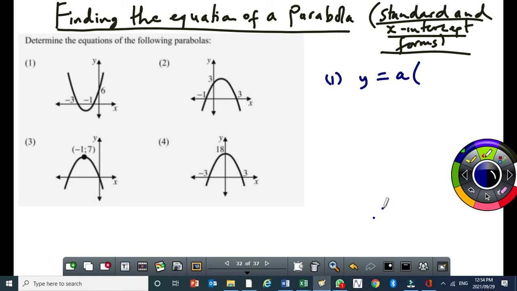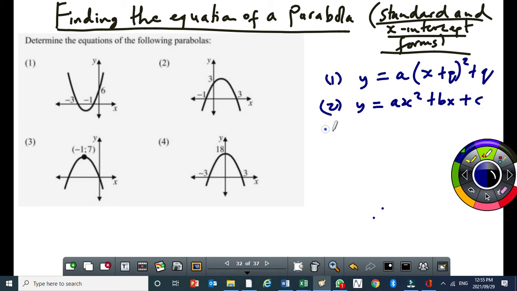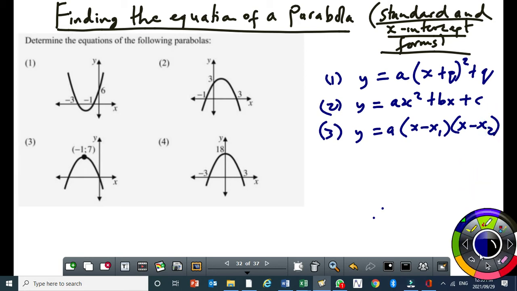Okay, so we have three equations for the quadratic form. Y equal to a times (x plus p) squared plus q. We discussed this, okay? Then number two, we have what is called the standard form, y equal to ax squared plus bx plus c. We discussed that yesterday. Then we have got a third one, which is the x-intercept form, y equal to a times (x minus x1) times (x minus x2). Okay? So make sure you're aware of all three.